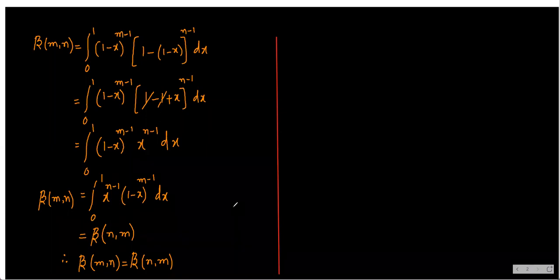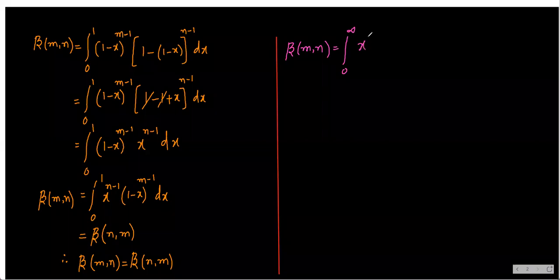Second property of beta function. Can you tell me what is the second property? Second property, what we have to prove? Beta of m comma n. Very good. Beta of m comma n is equal to what we have to prove? Integral 0 to infinity of x to the power of m minus 1 whole divided by 1 plus x whole to the power of m plus n.